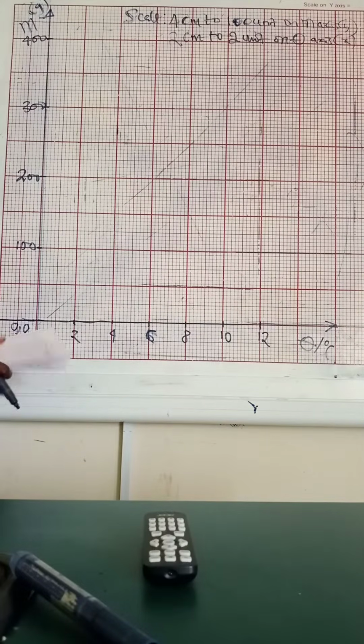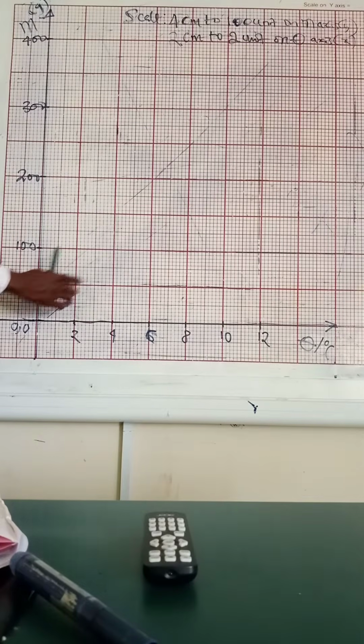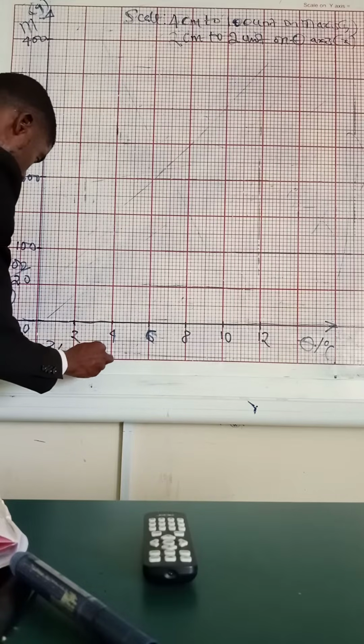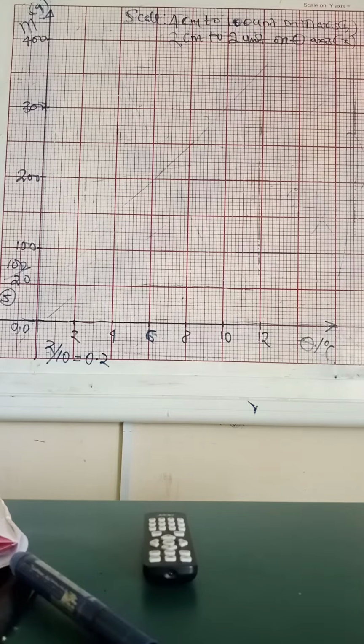Now, the next thing I would love us to look at before we proceed is the value for each of these small boxes. Very, very important. We choose 4 cm here, meaning 4 cm here will give us 20 small boxes. So we say 100 divided by 20 will give us 5. So the value for each small box here is 5. Here we have 2 divided by 10, so the value for each small box here is 0.2.